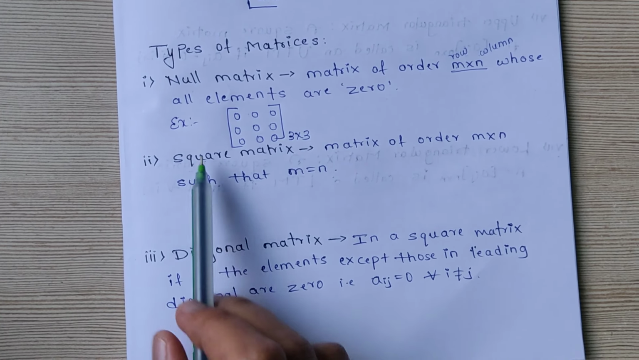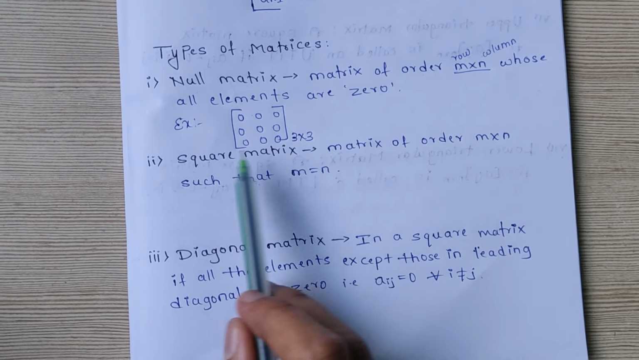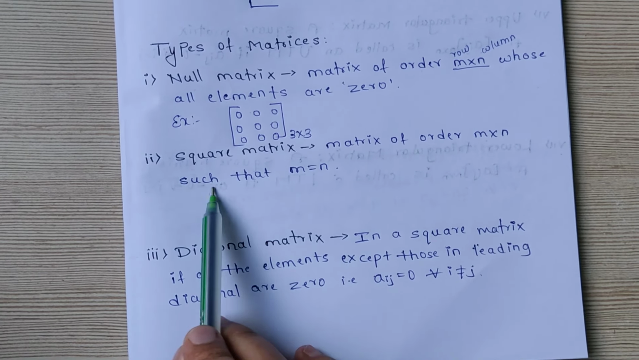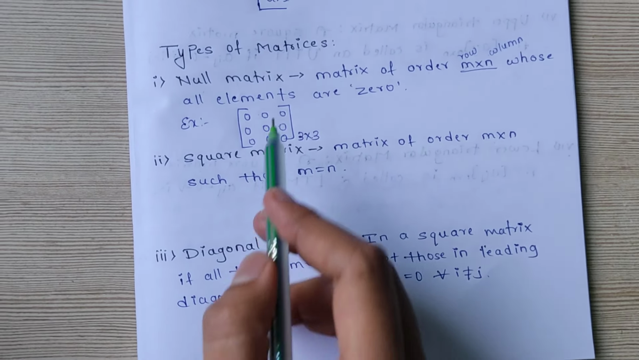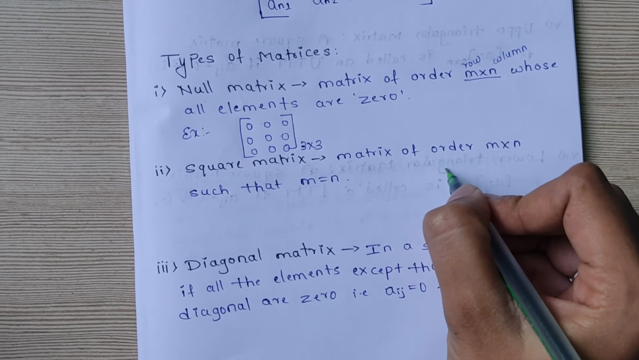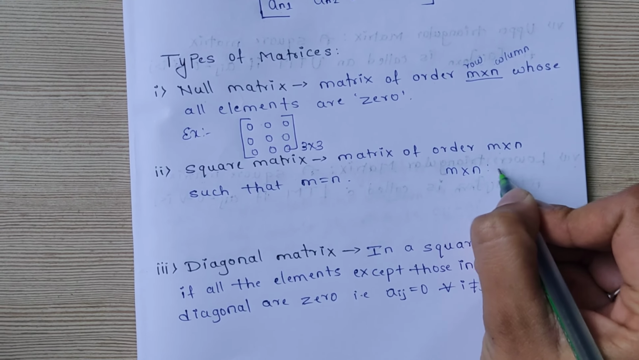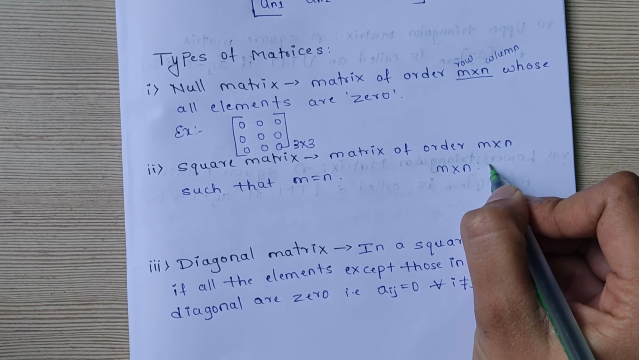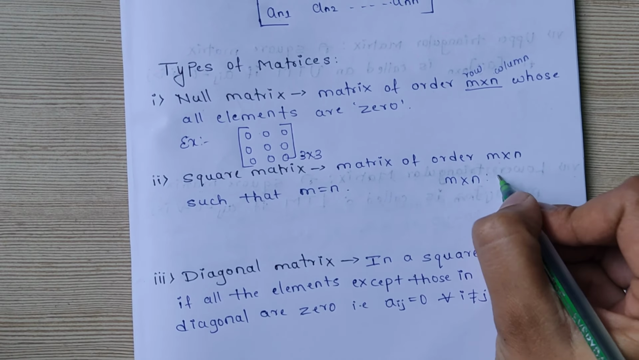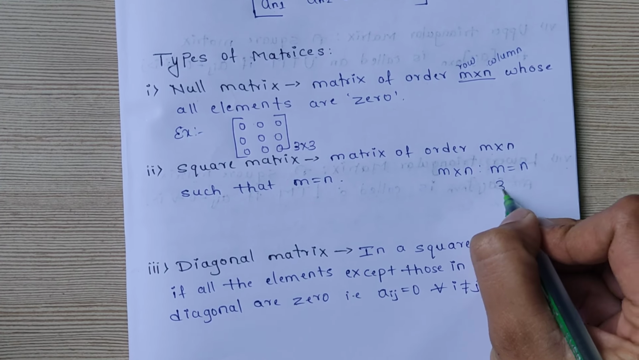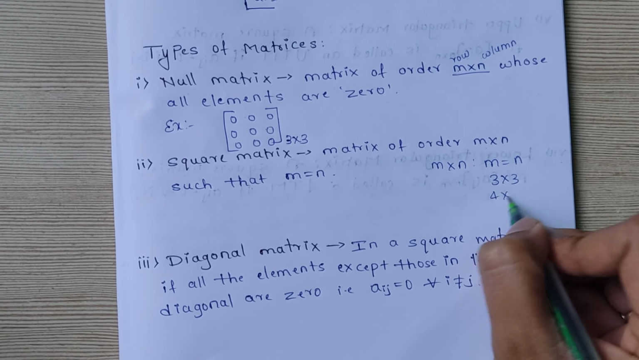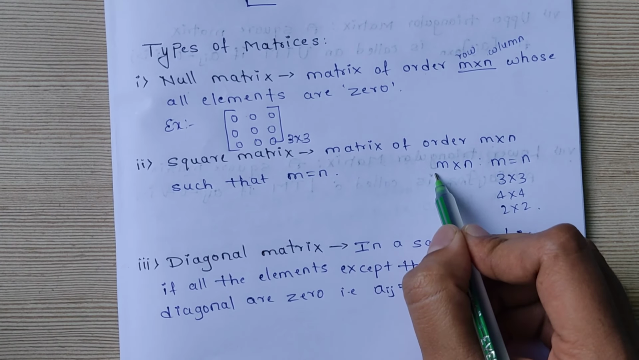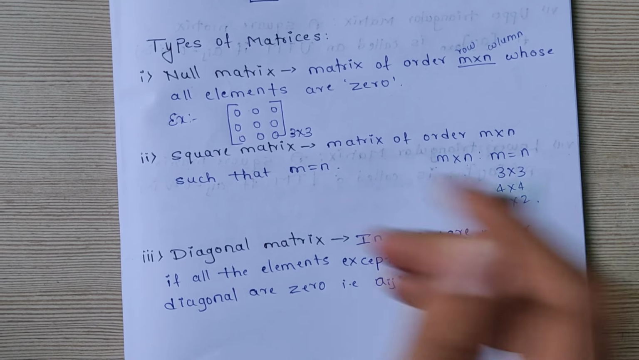The second type of matrix is the square matrix. A matrix of order m into n such that m equals n. Both should always be equal, like 3 cross 3, 4 cross 4, 2 cross 2. It should go like this, meaning rows and columns should be the same.